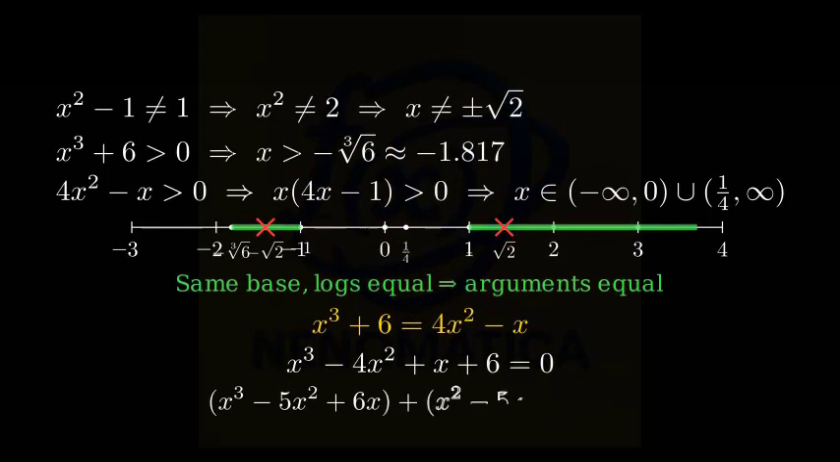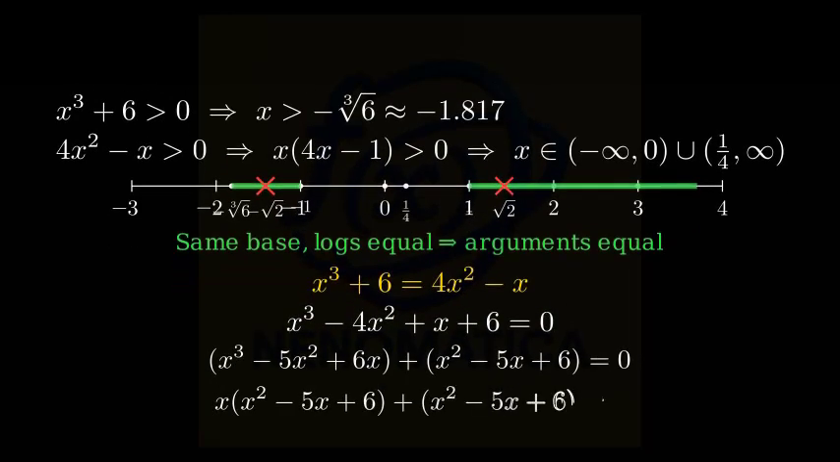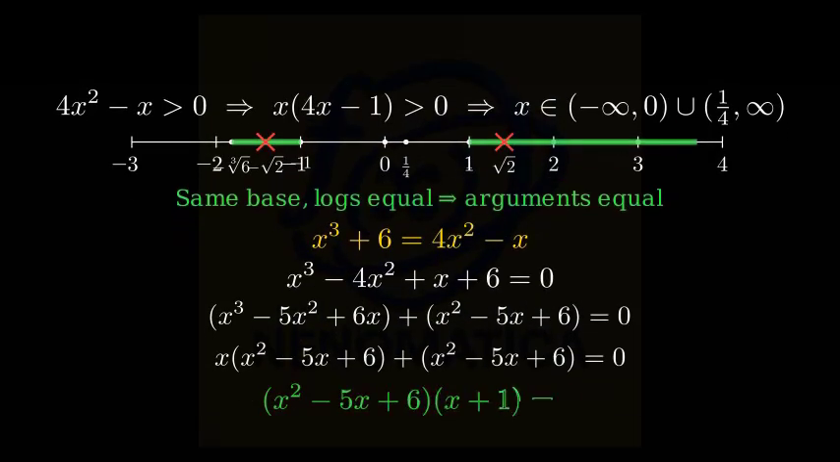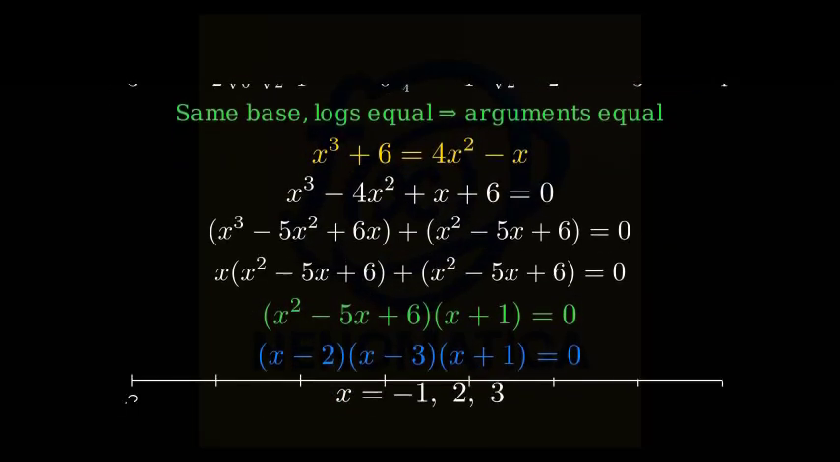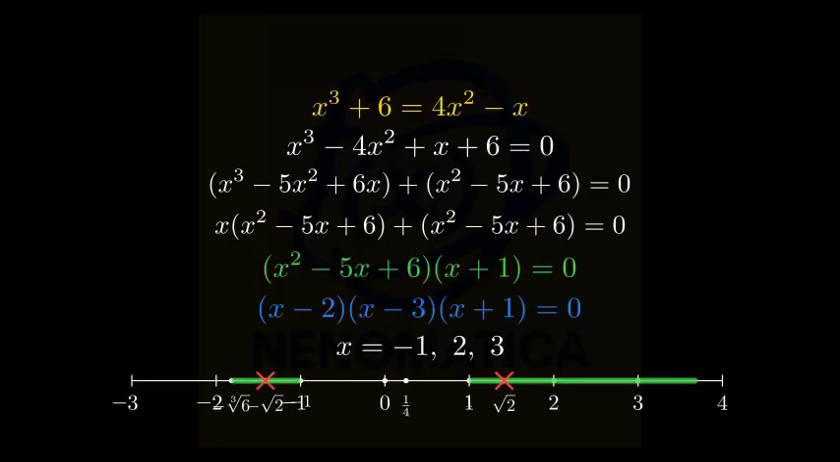Now factor by grouping. Group the first 3 terms and the last 3 terms to create a common quadratic factor. Factor out x from the first group and 1 from the second group to reveal the common factor x squared minus 5x plus 6. Factor out the common quadratic. Finally, factor the quadratic into linear factors. The candidates are x equals -1, 2, and 3.